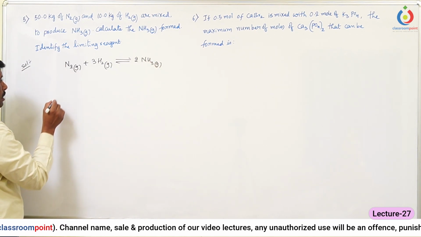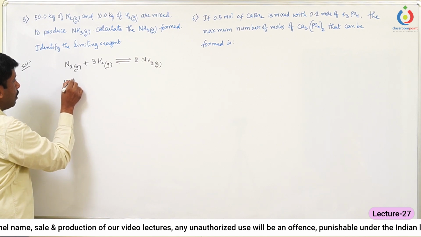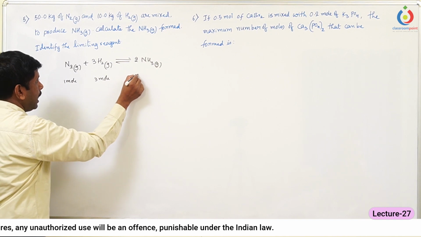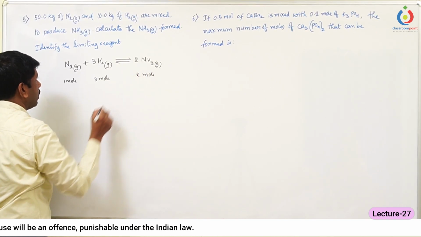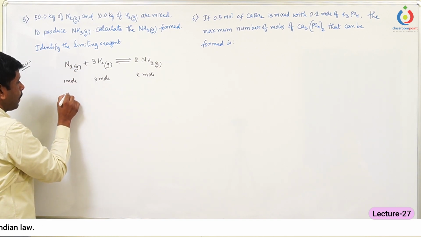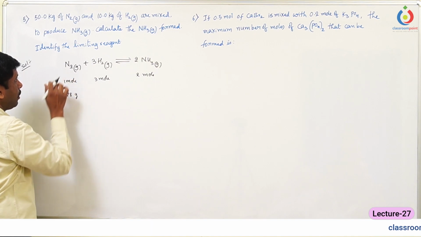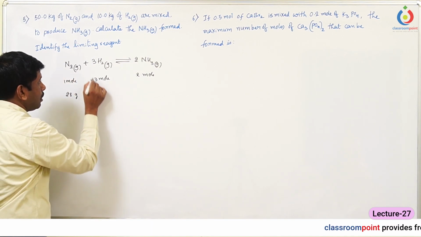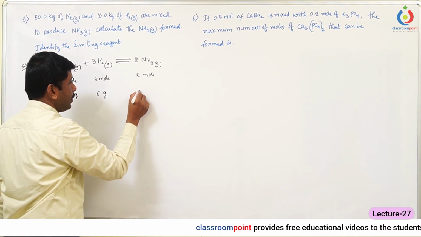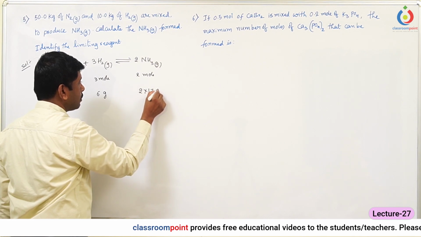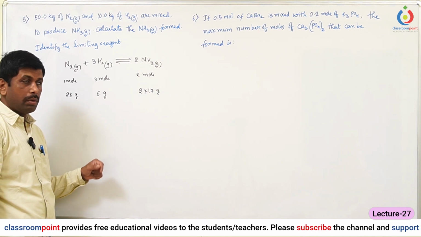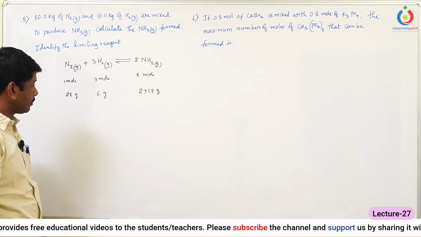So from the balanced equation, we know that 1 mole of nitrogen reacts with 3 moles of H2 and produces 2 moles of ammonia. And one more thing: if you convert them in terms of mass, 28 grams of nitrogen reacts with 3 into 2, that means 6 grams of hydrogen, and produces 2 into 17 grams of ammonia. Here you can take it in terms of kg also, because the values are given in kg.